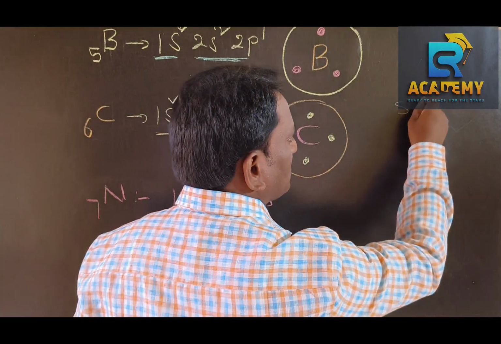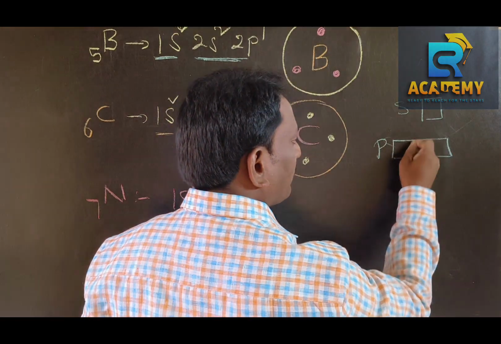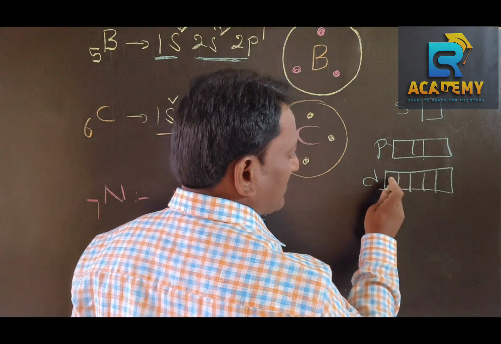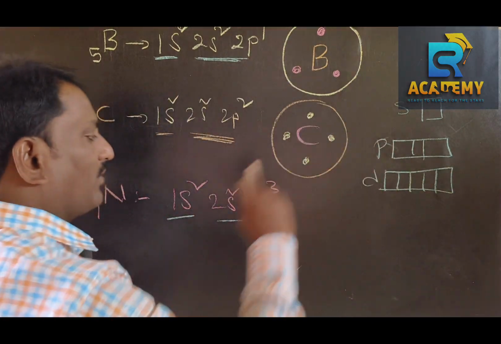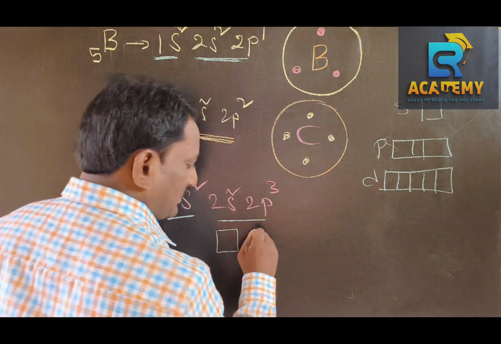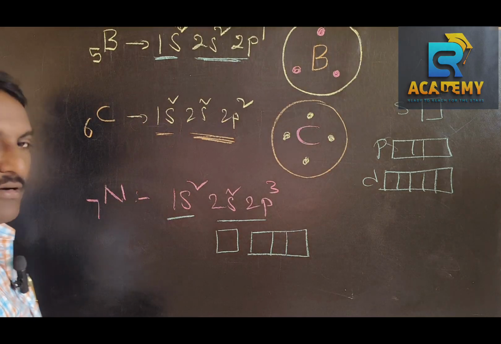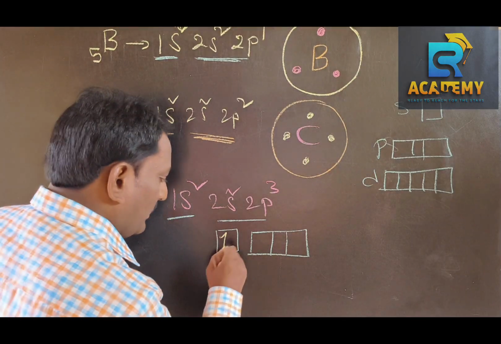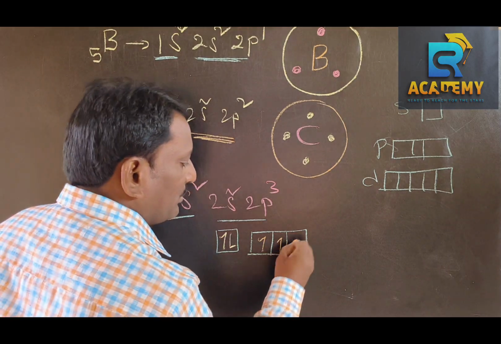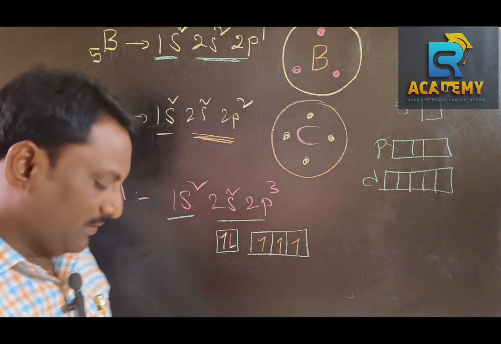In the case of s, the s orbital means 1 box, p means 3 boxes, please remember. d means 5 boxes, f means 7 boxes. Boxes are nothing but orbitals. In 2s, how many electrons are there? 2. In 2p, 3 electrons. How many pairs? 1 pair of electrons and 3 unpaired electrons.